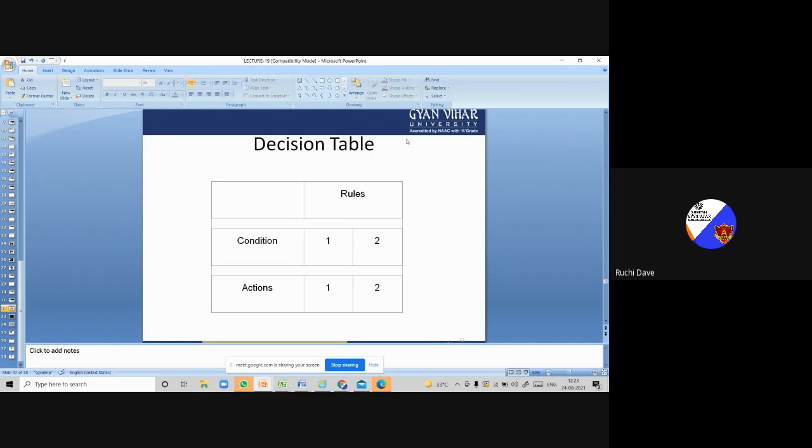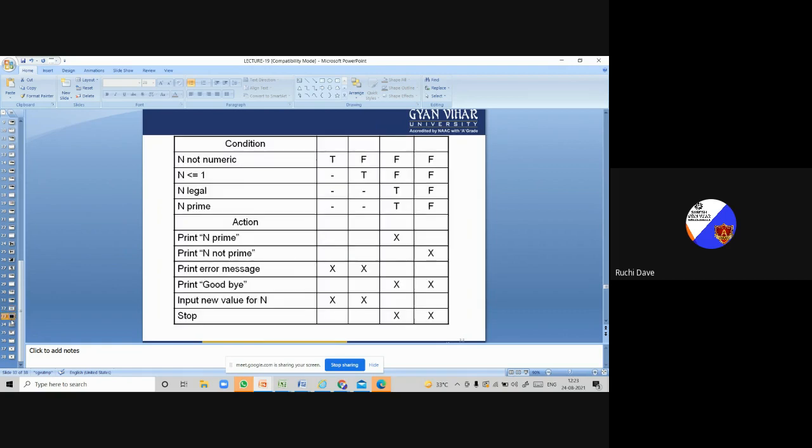Coming to the next, which is very important, called a decision table. As you know, we design a decision table to take decisions on the basis of conditions and actions. So let us see, these are the conditions. For example, S is not numeric, which can be true or false, and the level number n is less than or equal to 1, which can be true or false. All the conditions we will put like this.